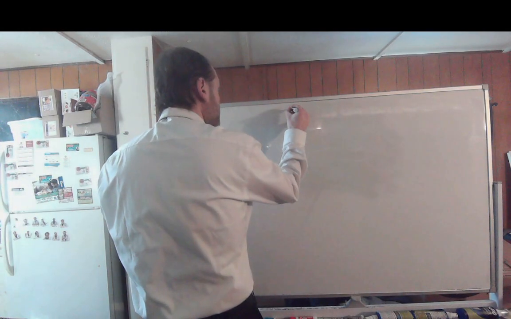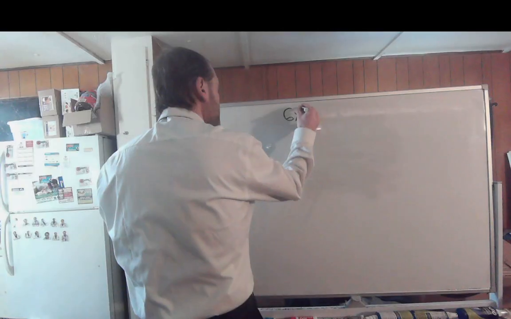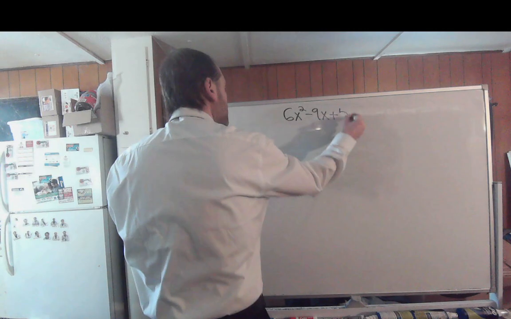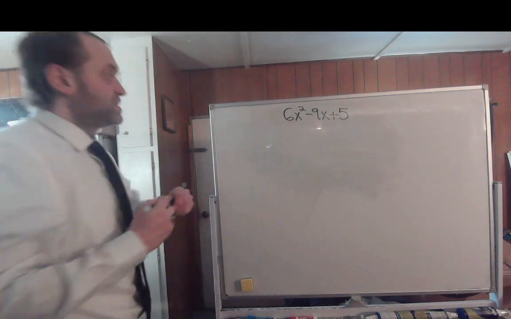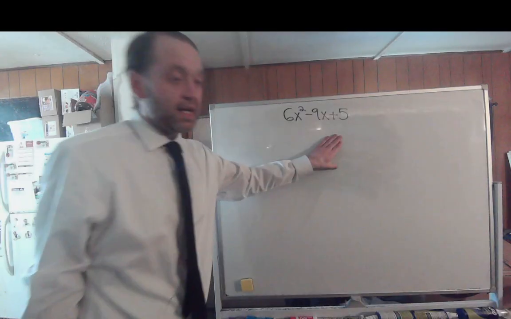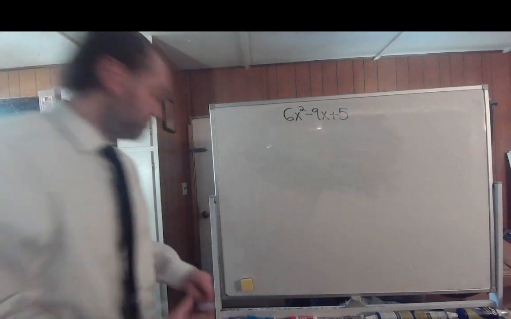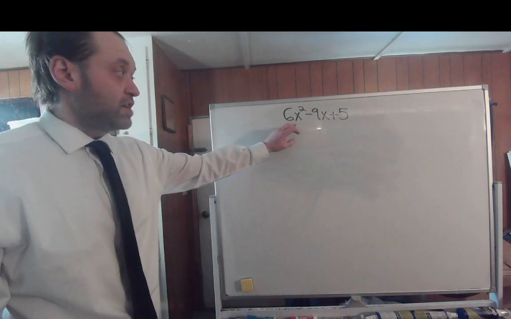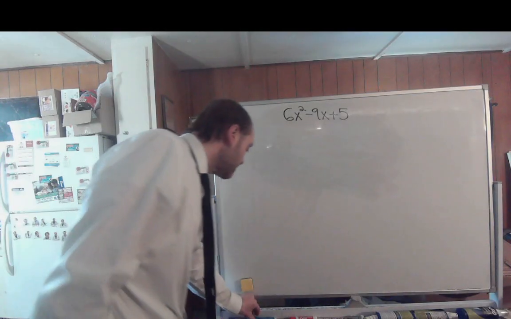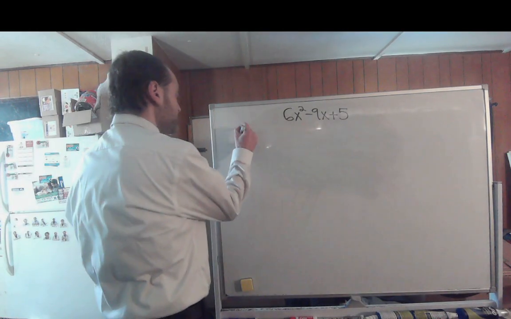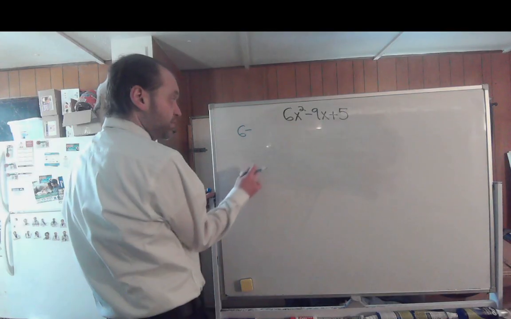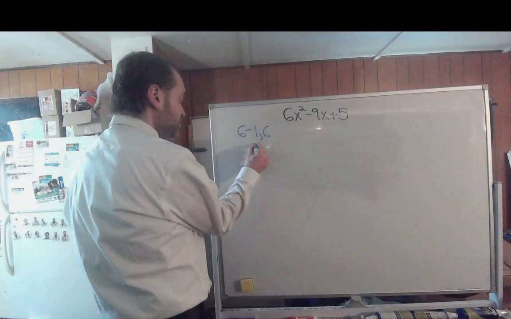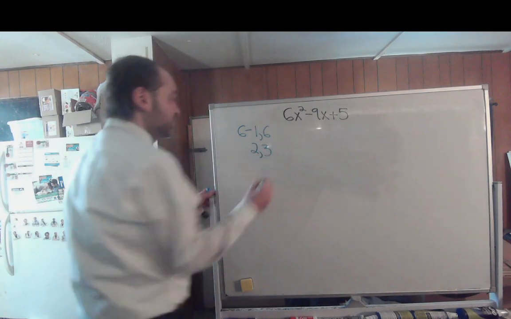All right, we have 6x squared minus 9x plus 5. So we have been given 6x squared minus 9x plus 5. Well, the leading term on the x squared, the leading coefficient, is 6. So let's start out with some factors of 6. For that, you have, of course, 1 and 6. What else? You also have 2 and 3. Those are other two factors you have.